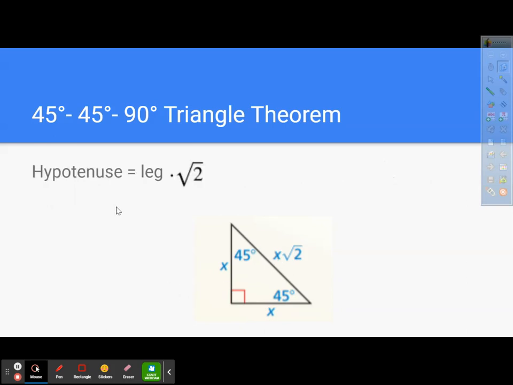And there's a formula you can use right below that triangle. It says the hypotenuse equals the length of the leg times the square root of 2. Okay, so write that formula in there. That'll help you remember. And this works for any 45, 45, 90 triangle. All right, before I do an example, what questions do you have for me so far?